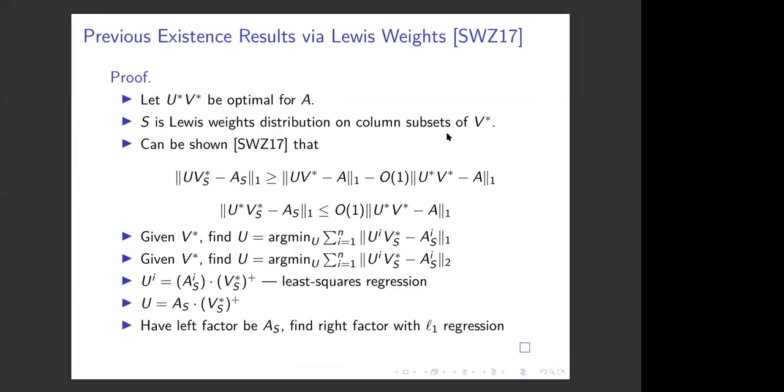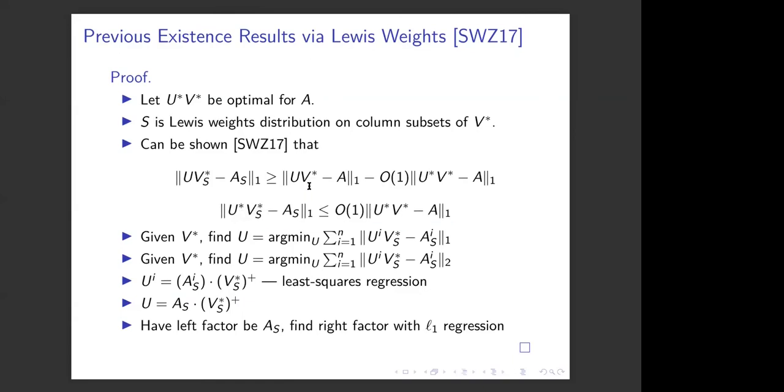Hey, can I ask a question? Yes. Can you explain why it suffices to restrict to the subset of columns if we selected by Lewis weights to get an O of 1 approximation? Okay, are you asking about this observation?